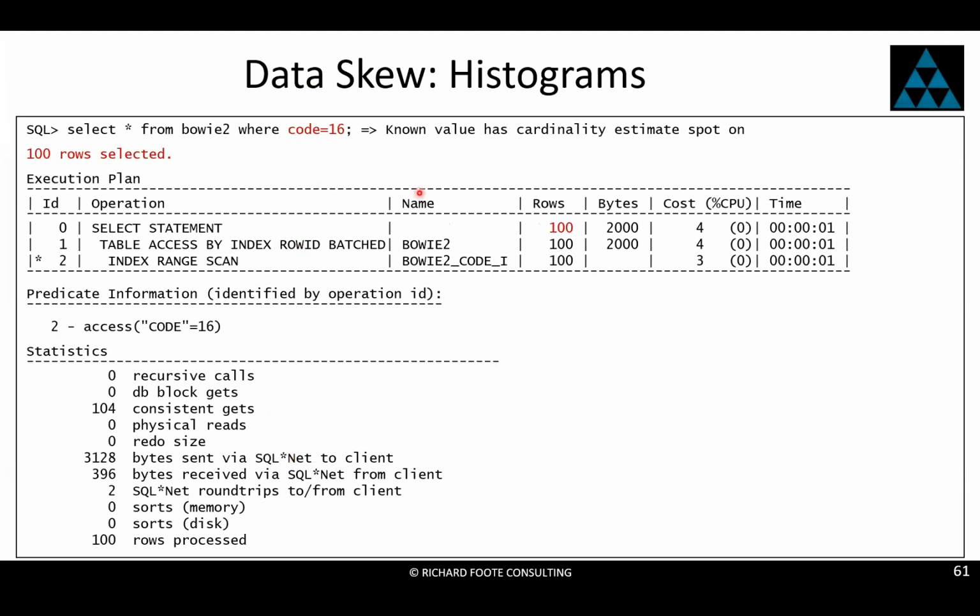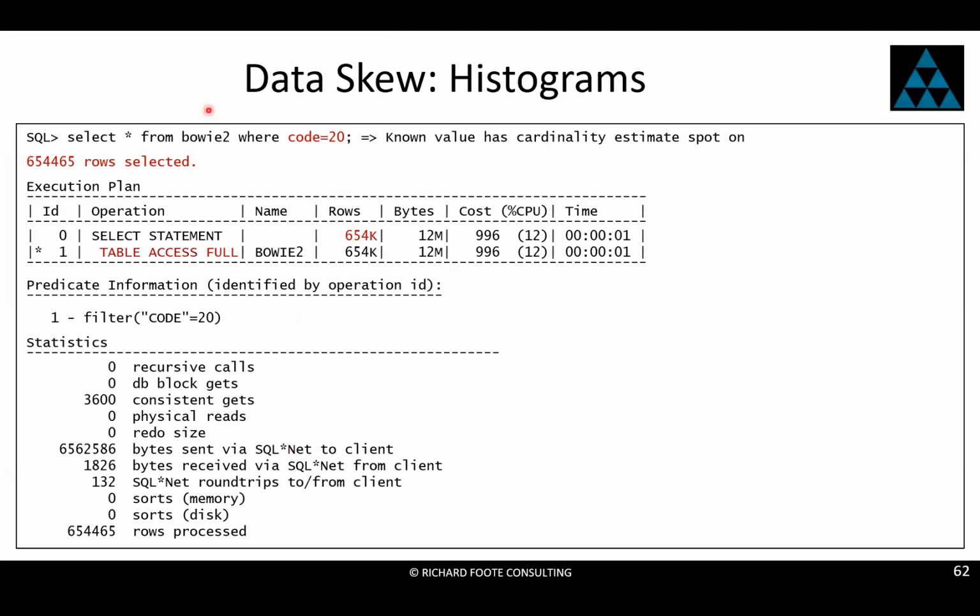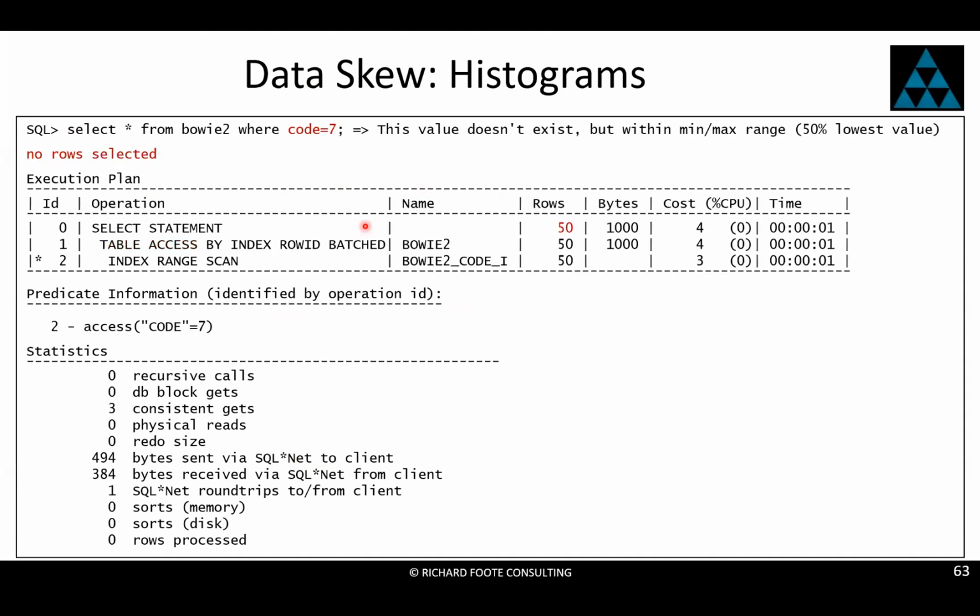And now that I've got my frequency histogram, when I say where code equals 16, brilliant, 100 rows, perfect. It's got that estimate perfect, which means it's correctly now using the index. Where I say code equals 20, it's a known value. There's heaps of them. Because there's 654,000, bugger the index, I'm going to do the full table scan. That's much cheaper. To use the index would be far too expensive.